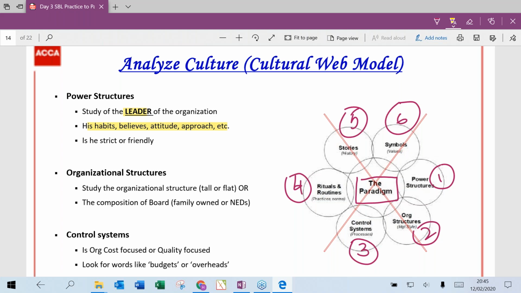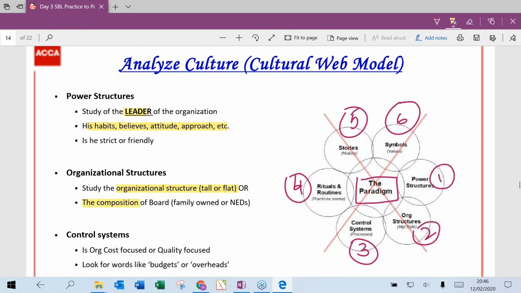Correct? After power structure, the second thing we look at is organizational structure. In this, we study the organizational structure or organogram or hierarchy or organization chart. Maybe in the question, the organizational chart or hierarchy could be given to you. So that means that you need to analyze that chart under the heading of organizational structure. Is the chart tall or flat?